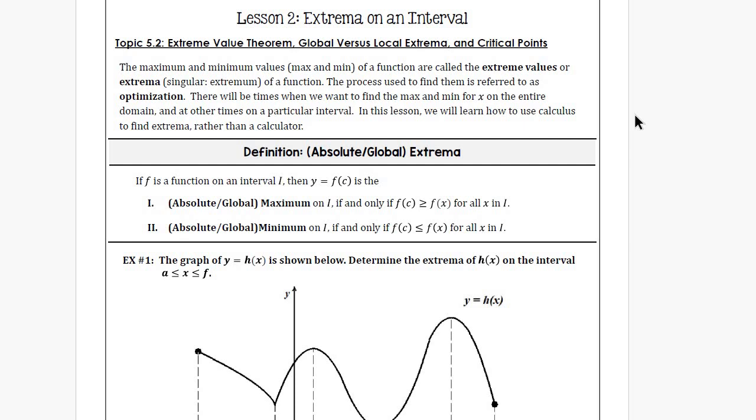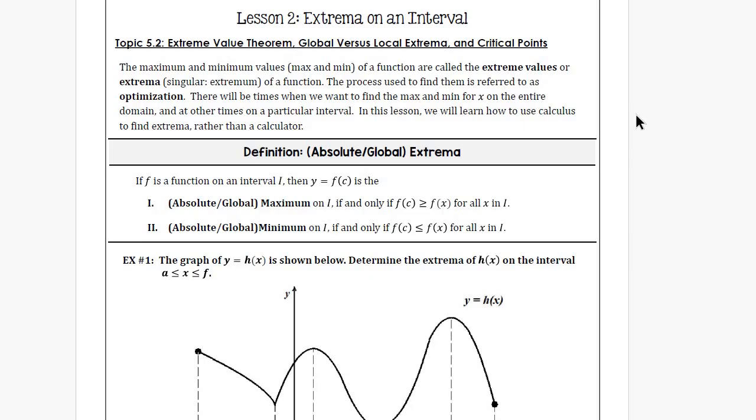Today we're going to be looking at extrema on an interval. This is the first lesson in chapter 3, which is basically now using our derivative for different applications. The first is going to be looking at extrema. You are more likely used to hearing the words maximums and minimums, but basically these are called the extreme values, which is why we use the term extrema for the function.